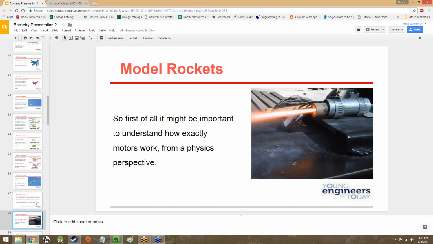So first of all, it's kind of important to understand how exactly motors work from a physics perspective. And you may already know. You may not, but you probably have a decent idea. I mean, we all know that a motor spits out stuff, and it burns because the fuel is ignited and blah, blah, blah. But how exactly does that make something move?